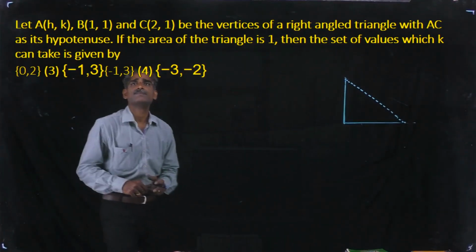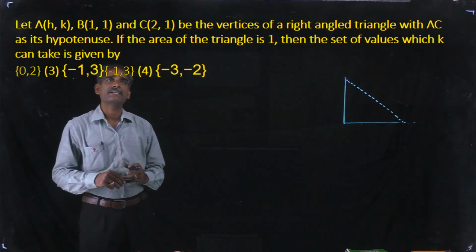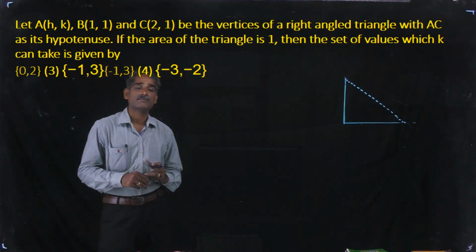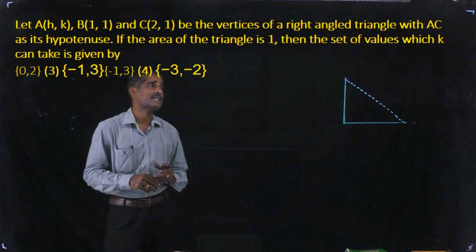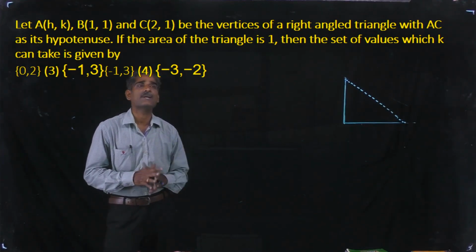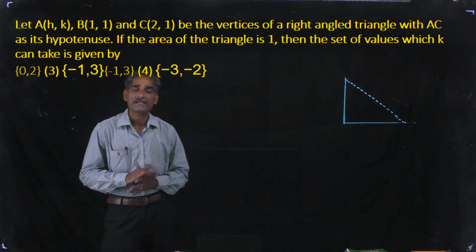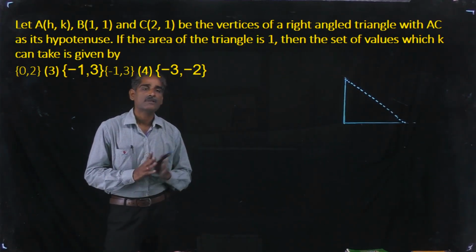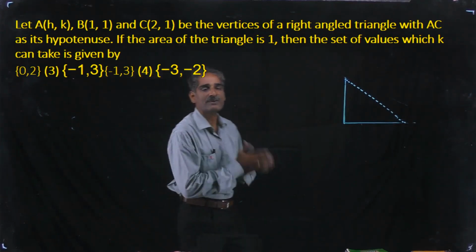See this problem. Let (h, k) be the vertices, with (1, 1) and C(2, 1), of a right angle triangle. Here AC is the hypotenuse, right angle at B, AC is the hypotenuse. If the area of the triangle is 1 unit, then the set of values of k is dash.